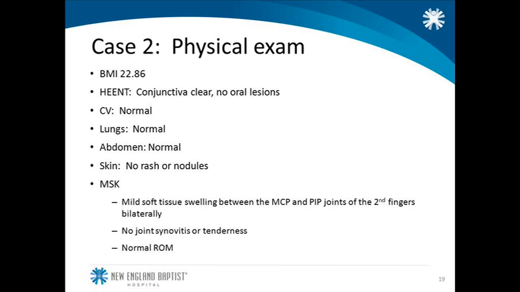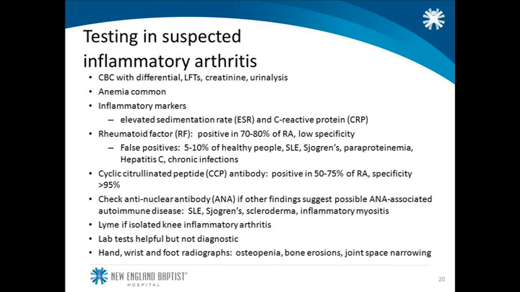On physical exam, her general physical exam was normal. On musculoskeletal exam, she had mild soft tissue swelling between the MCP and PIP joints of the second fingers bilaterally. She did not have definite joint synovitis or joint tenderness on that first visit, and she had a normal range of motion. So in a patient like this who presents with prominent joint stiffness and who may have an inflammatory arthritis, testing can be helpful.